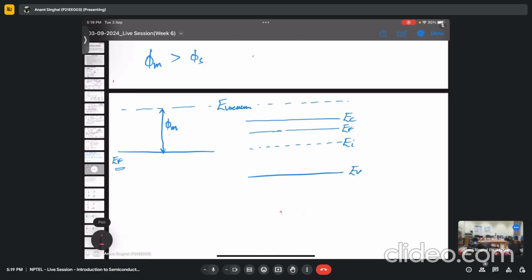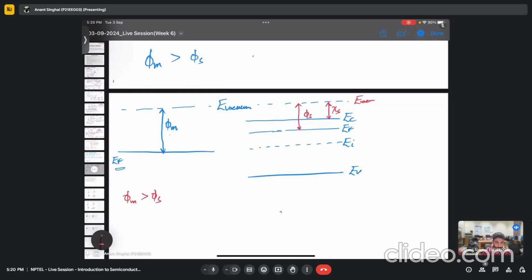So the semiconductor work function will be the energy required to move an electron from the Fermi level to the vacuum. So this will be E vacuum, which will remain the same. So you can clearly see that in this case phi m is greater than phi s, and the energy required for removing an electron from the conduction band to the vacuum is nothing but the electron affinity.